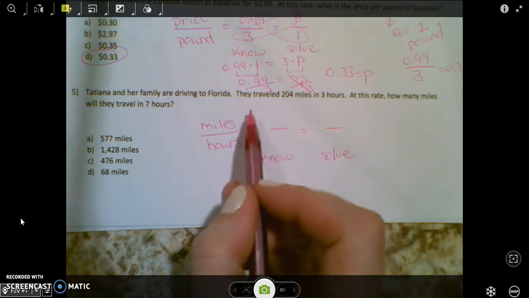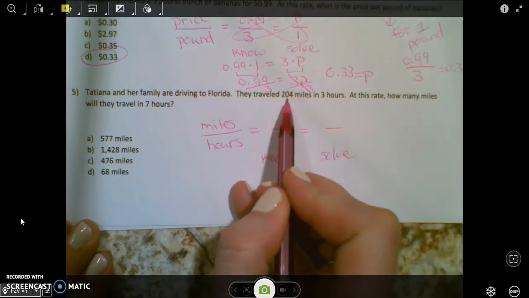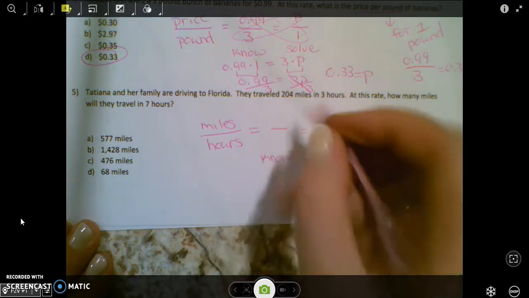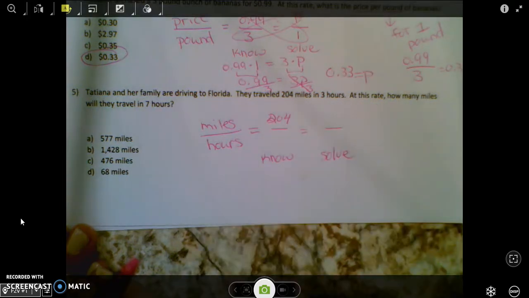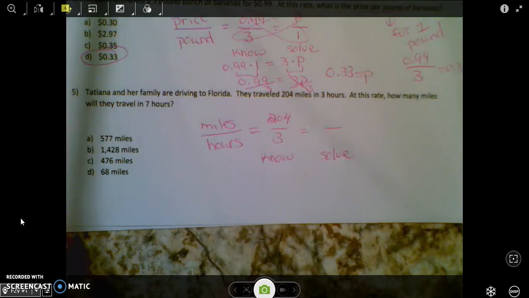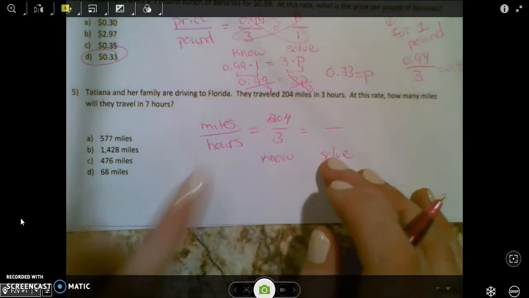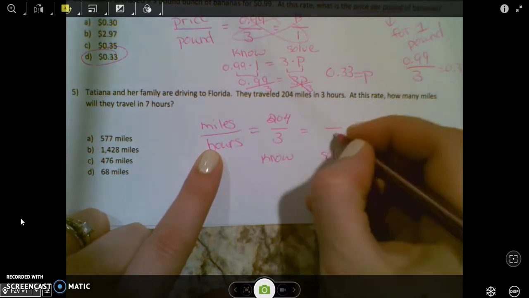Okay, so we know that Tatiana's family traveled 204 miles, so that's going to go up top. I have specified that my numerator will be the number of miles. You could have done it as the denominator on your quiz. You'll get the same answer. And that was over a span of 3 hours. At this rate, how many miles will they travel in 7 hours? So this time, instead of my denominator for my second fraction being a 1, it's going to be a 7.